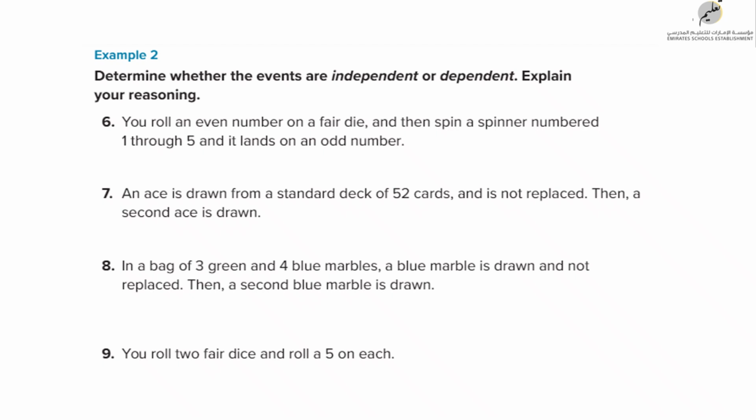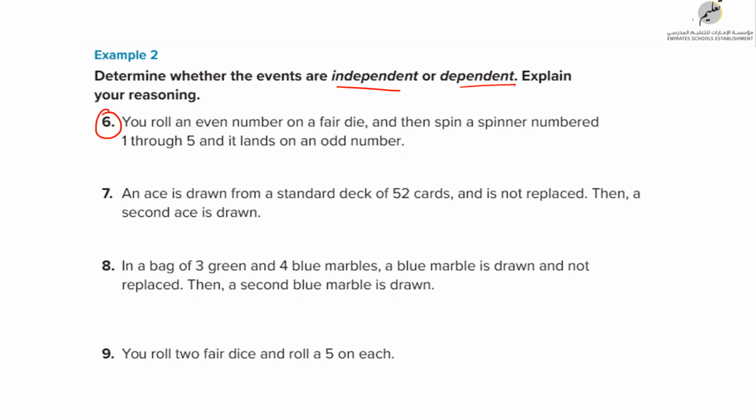Okay, now I take from example 2 of your math book the questions which are behind. In question 6 to 9 that you see on your screen, you just have to say, are the events independent or dependent, and then definitely explain why you say so or give the reason. Let's do two of them. We'll do question 6. You roll an even number on a fair die and then you spin a spinner numbered 1 to 5 and it lands on an odd number.